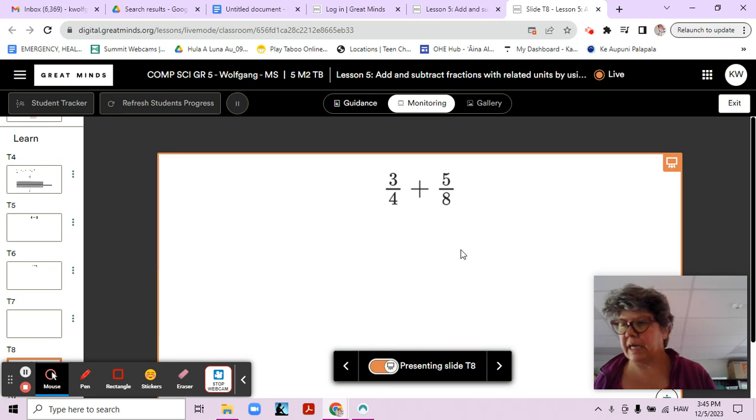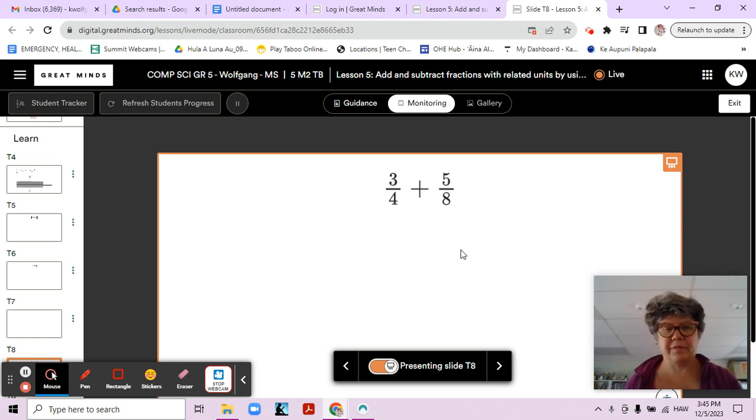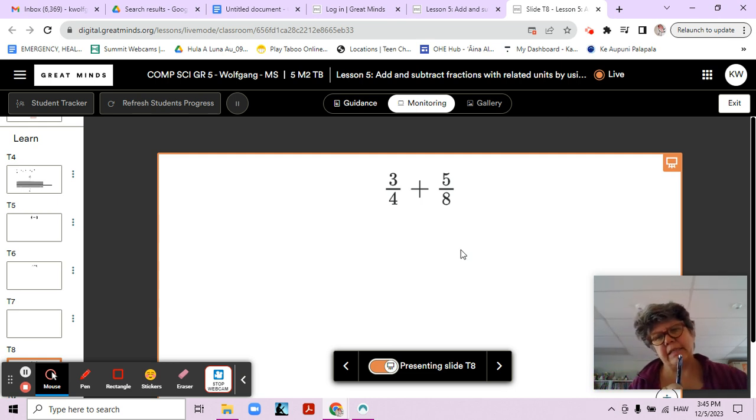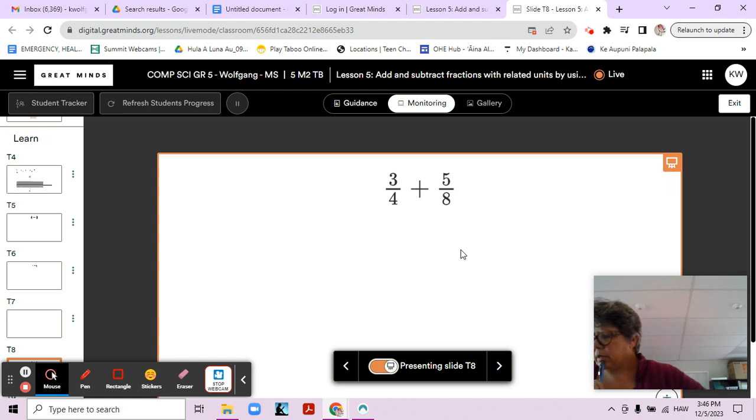Okay, here we are in video 3, and we're still talking about adding and subtracting fractions, right? And here you can see 3/4 plus 5/8. All right, so 3/4 plus 5/8. Is that sum going to be less than 1, between 1 and 2, or more than 2?